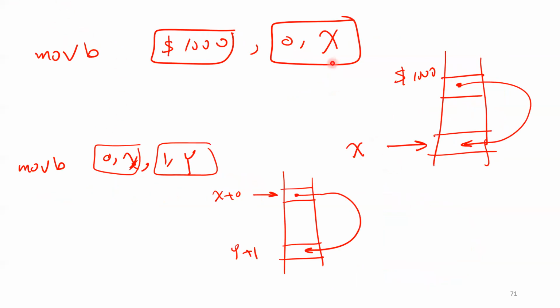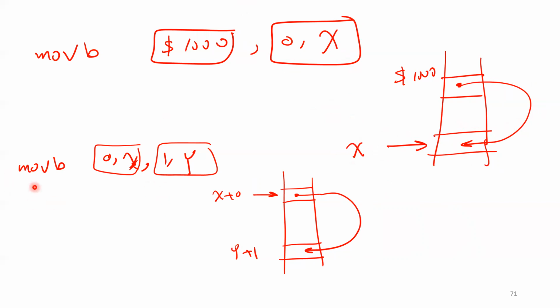Let's have more examples. When I say move byte, 1,000, 0, X, again, what should come after move should be 2 operands. So you have to look for the 2 operands. This one is 1 operand, and these 2 together are 1 operand. Makes sense? Because this is a memory and this is a memory. So this instruction should copy a byte from location number 1,000 to another location in memory, pointed by X. Is that okay, guys?